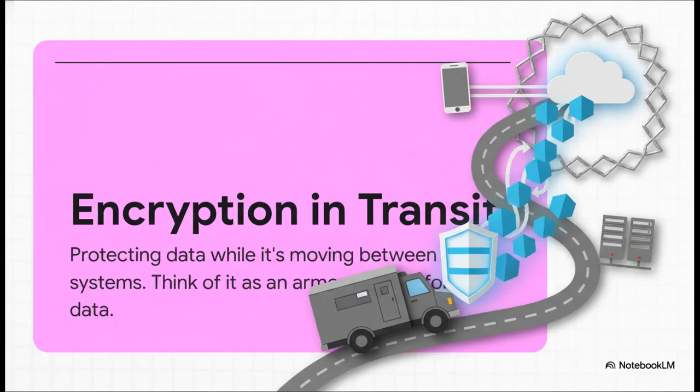This first control handles a major weak point, movement. See, data is almost never just sitting in one place. It's always zipping around, from your phone to the cloud, between different servers, or from a user to the AI model itself. Encryption in transit basically puts that data inside a secure container while it's on the move. It's just like that armored truck. Even if somebody manages to hijack it, they still can't get inside to see what's in it.